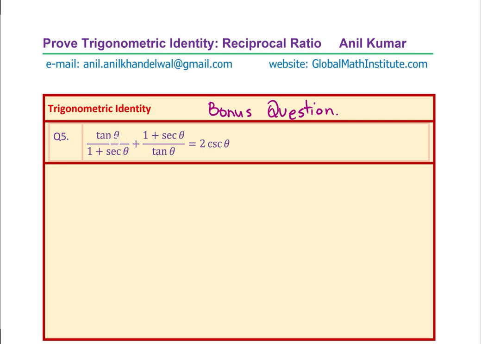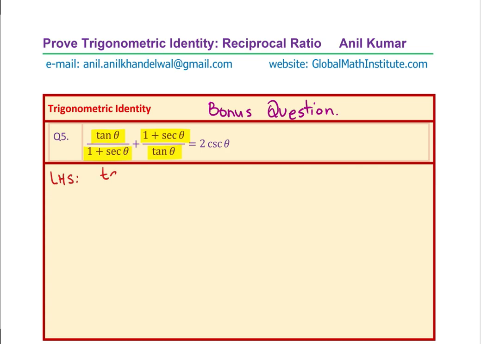We have tan theta over 1 plus secant theta, plus 1 plus secant theta over tan theta, equals 2 cosecant theta. Well, the idea is similar to what we have been looking into. Write them as sine and cosine. We'll definitely begin with the left hand side, since that is more complicated. So starting with the left hand side, what do we get?